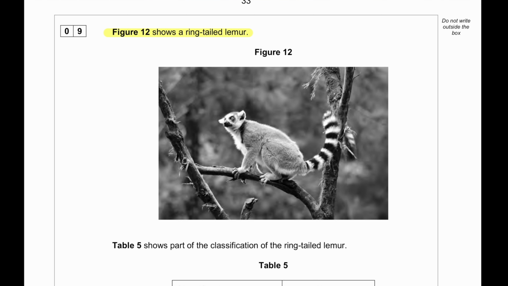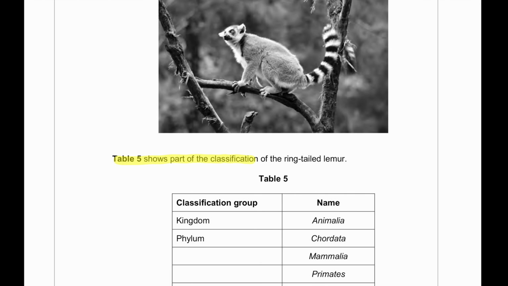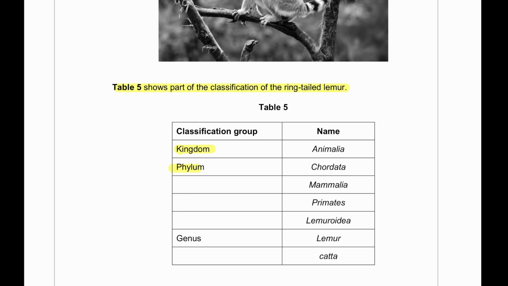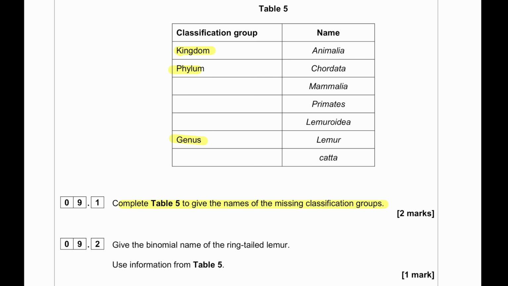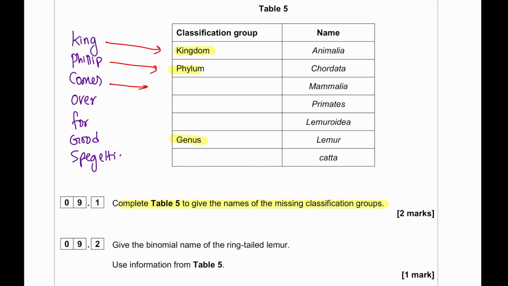Figure 12 shows a ring-tailed lemur. Table 5 shows part of the classification of the ring-tailed lemur. We can see the kingdom, the phylum and the genus have been done for us. Complete Table 5: give the names of the missing classification groups. For this one, we can remember a particular mnemonic. The mnemonic will be King Philip comes over for good spaghetti. So King is kingdom and Philip is phylum. Comes is class. Over stands for order. For family, good for genus, and spaghetti for species.